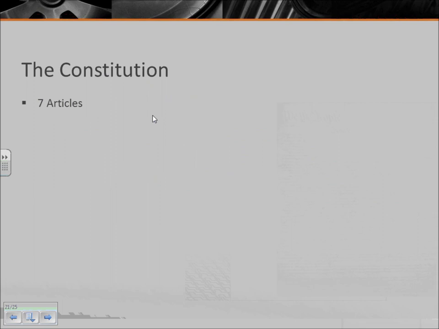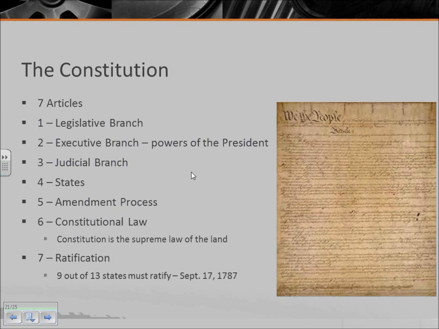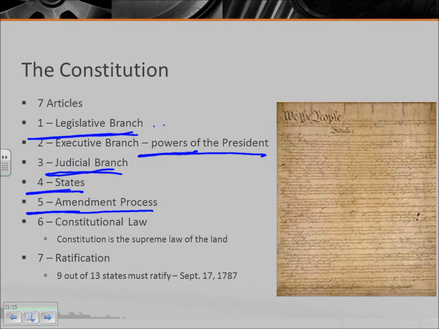All right, now the Constitution is broken up into different segments. You have 7 articles total. 1 is for the legislative branch. It is the longest. 2 is for the executive branch, which is everything that the president can do. All his powers are listed. 3 is the judicial branch. 4 is the states. 5 is how you amend the Constitution. It gives you directions. 6 is constitutional law, and it tells you how the Constitution is the supreme law of the land. And 7 is ratification. All right, how you change or how you apply an amendment.